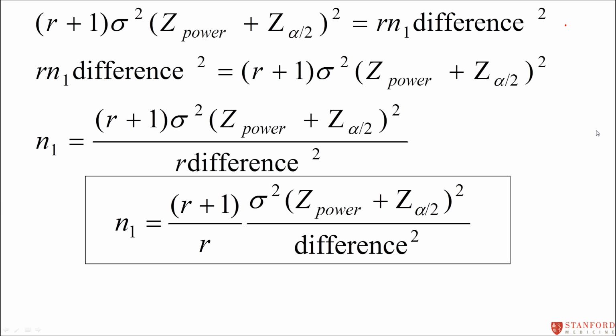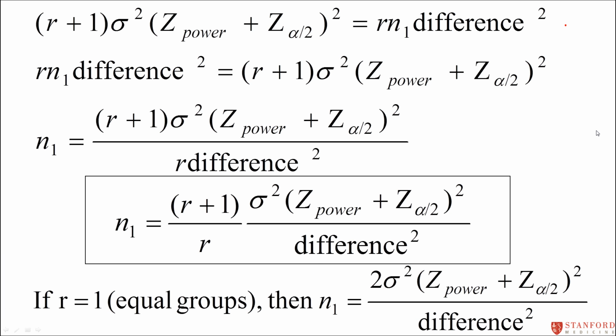And again, r allows us to have unequal sample sizes. n1 is the size of the smaller group. The size of the bigger group will be r times n1 if we have unequal sample sizes. But this is basically the formula that I showed you at the beginning. I didn't show you the r plus 1 over r at the very beginning. I just put in the 2, assuming equal groups. We can even generalize a little bit more to allow unequal groups. So that's the formula for sample size for a difference in means.